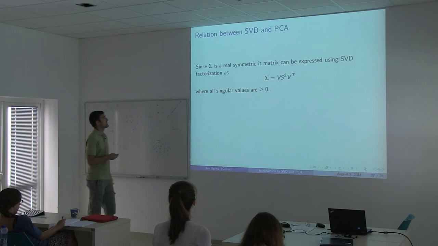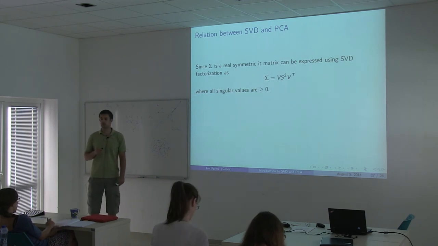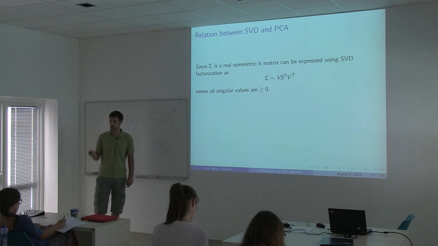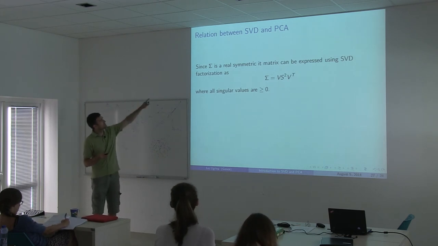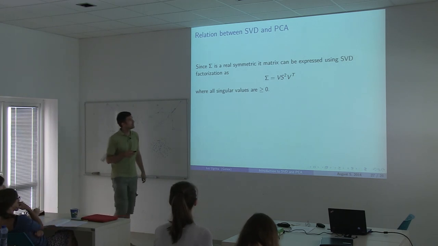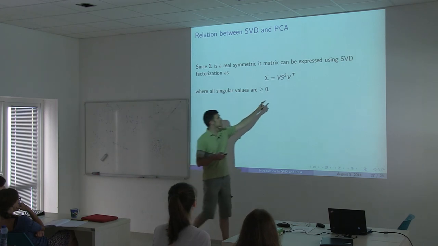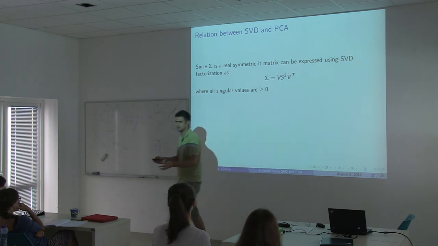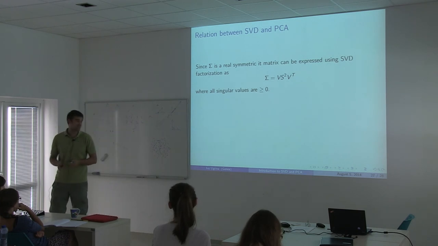And now we get to the relation between SVD and PCA. So before, PCA was done by something that's called eigen decomposition. Nowadays, it's almost always done by SVD. And how? Since sigma is a real symmetric matrix, it can be expressed using SVD factorization as sigma equal to V S squared V transpose. Okay, this is strange. You haven't seen this. It looks like magic, but it's not magic.